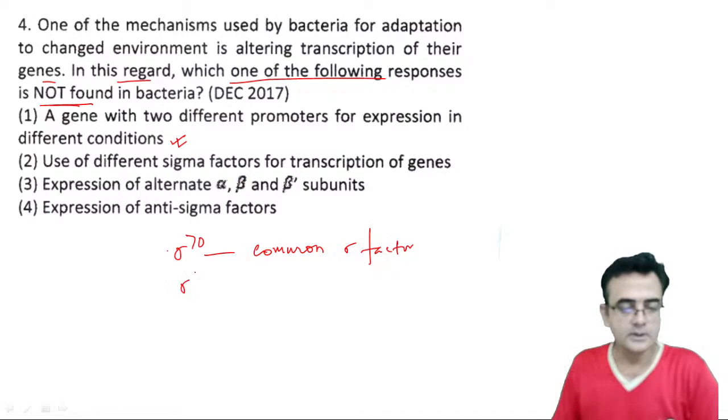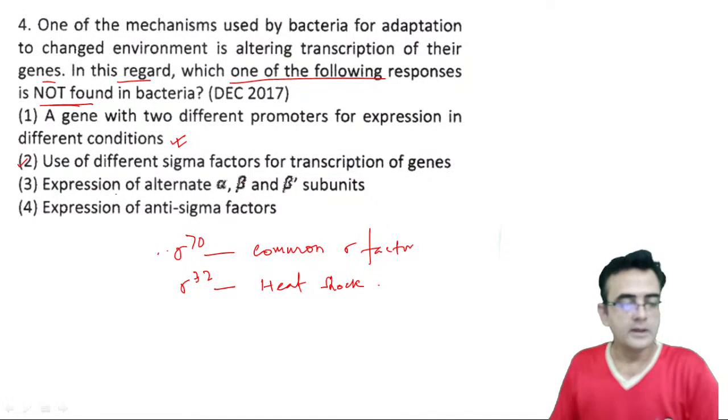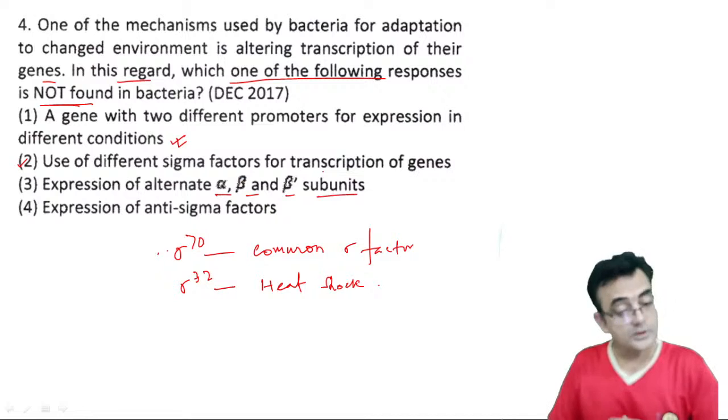And like sigma 32, they normally express in the heat shock condition, right? So they are expressed during the heat shock condition. So many more kind of sigma factors are there. So this is also correct. So 2 number is also correct. 3 number, expression of alternate alpha, beta, beta dash subunit. Yeah, this is also possible.